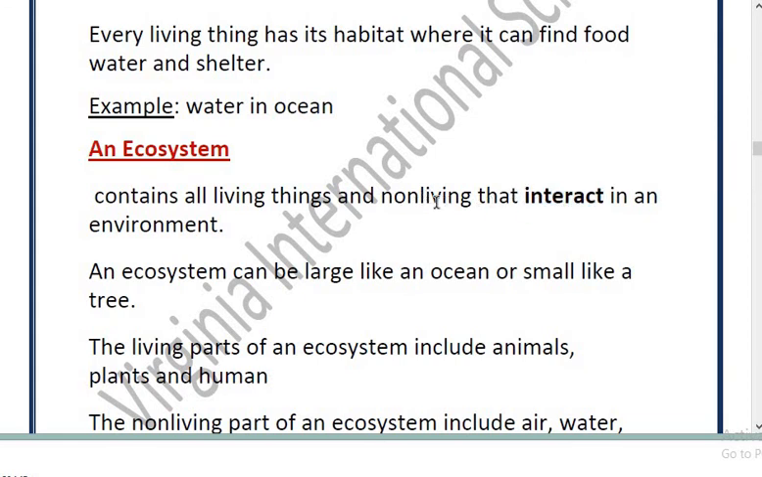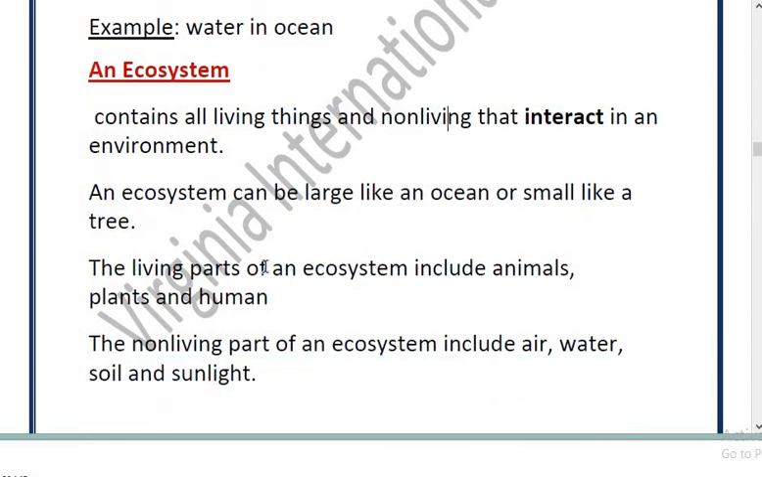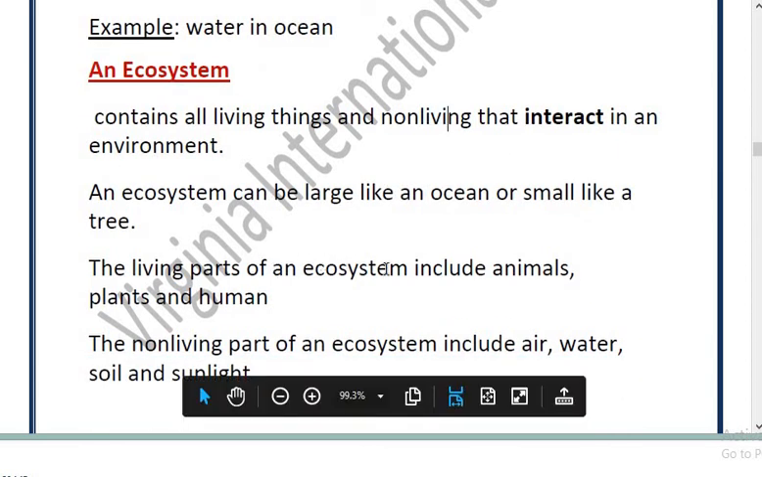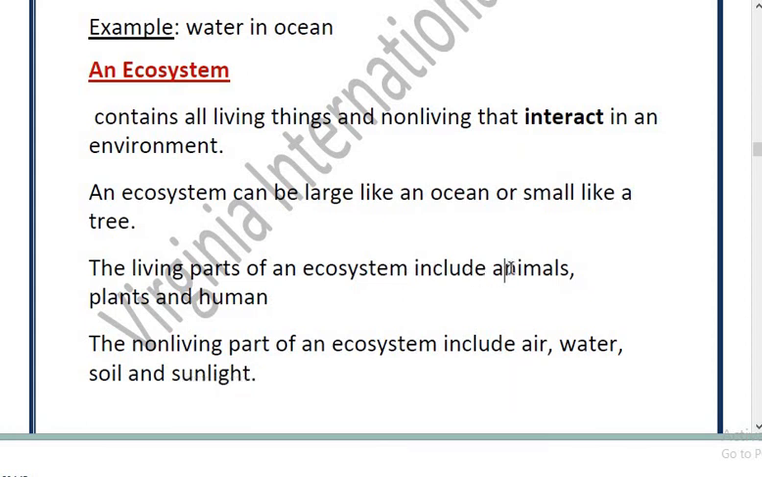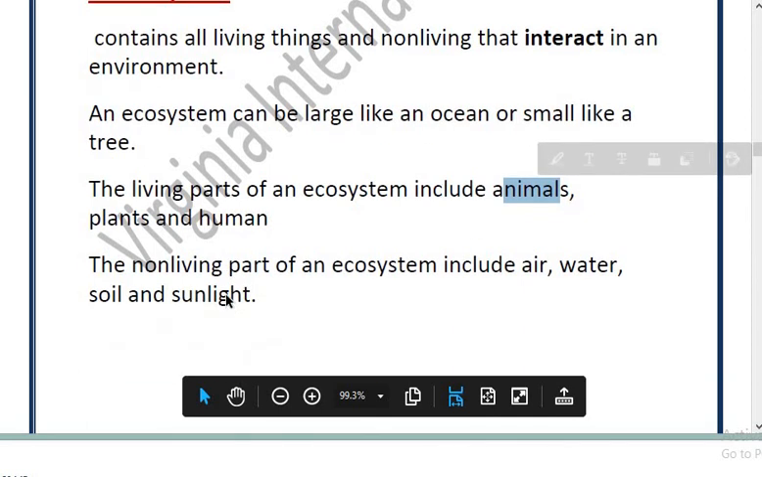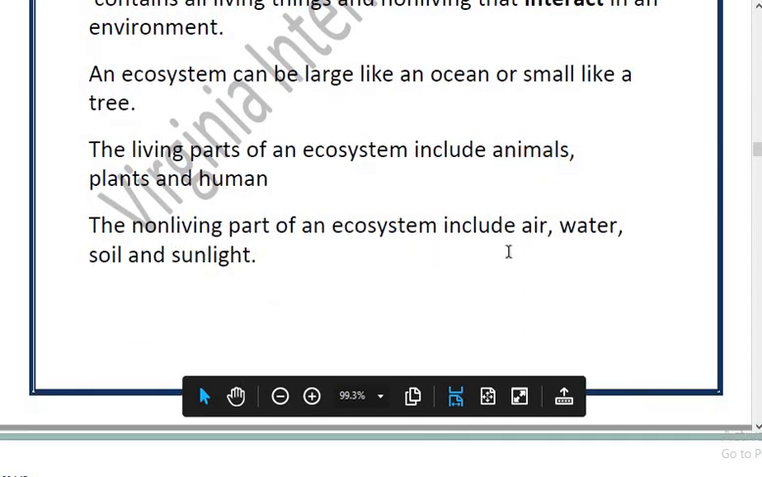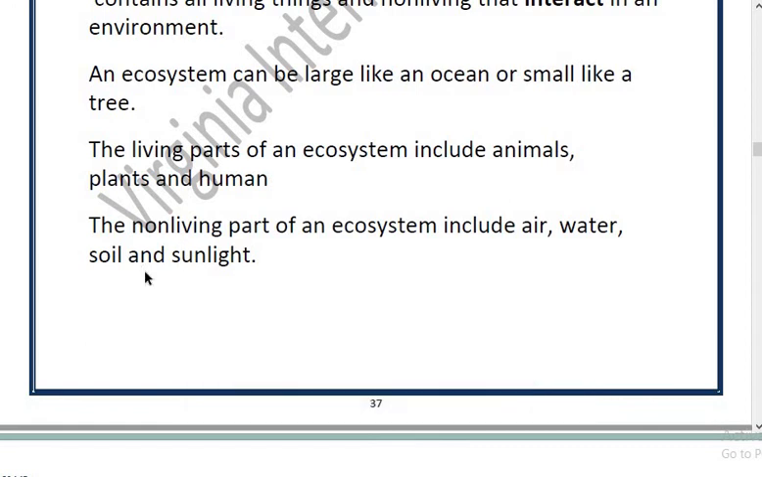Okay, so the ecosystem contains all living things and non-living things that interact with each other in an environment. It can be large like the ocean or small like the tree. The living part of an ecosystem includes all the living things, such as the animals, the plants, the humans. And the non-living things contain the air, the water, the soil, the sunlight, all the non-living things.